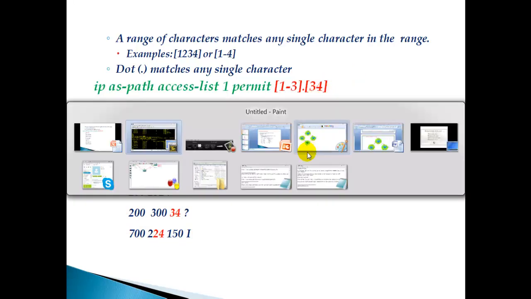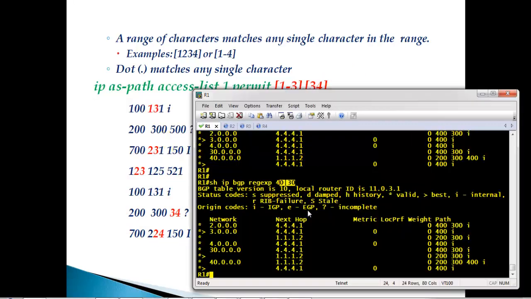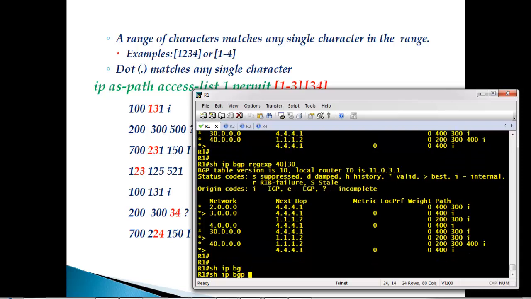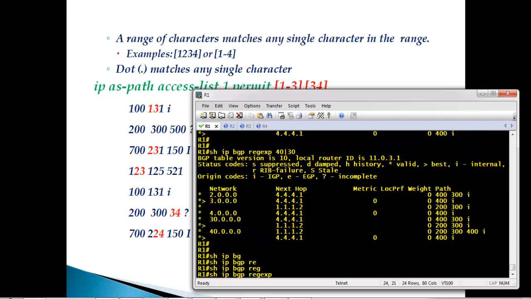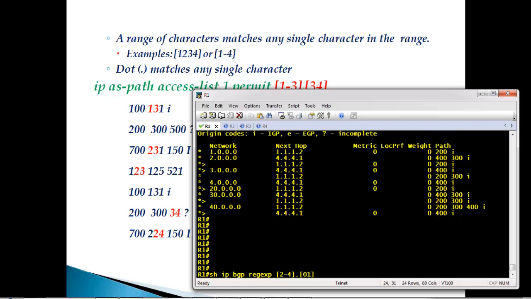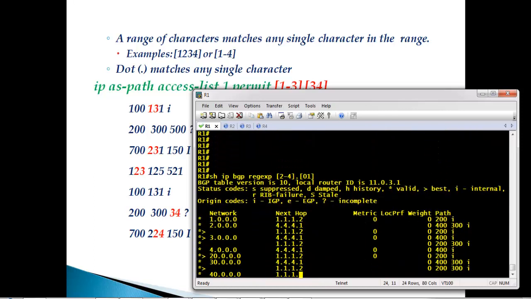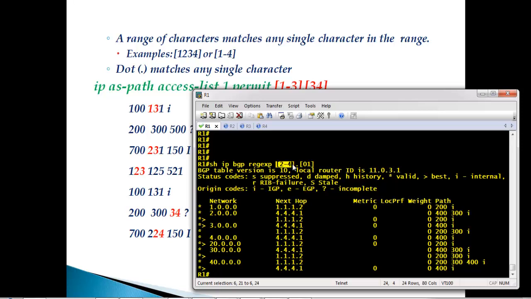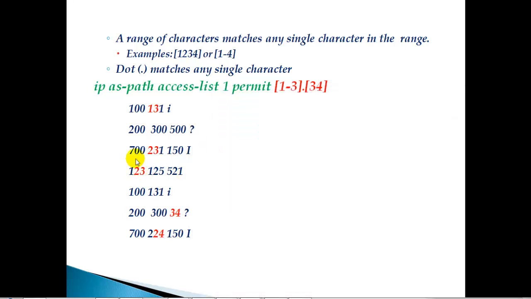So for verification, I can take one example. I can use a command called show IP BGP regular expression. Now what number can I use? I'm going to give a command called show IP BGP regular expressions. It's going to match 2-4, which means it can be 2 or 3 or 4, which matches either 0 or 1. Anyway, there is no 1 here, so it's going to match the regular expressions whichever starts with either 2, 3 or 4 with any one of this combination.